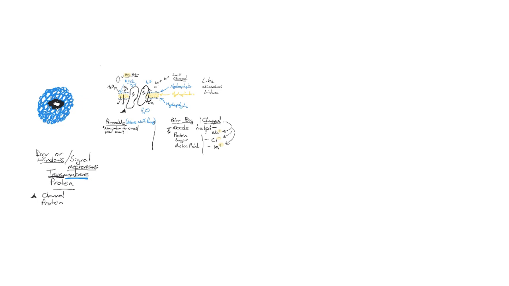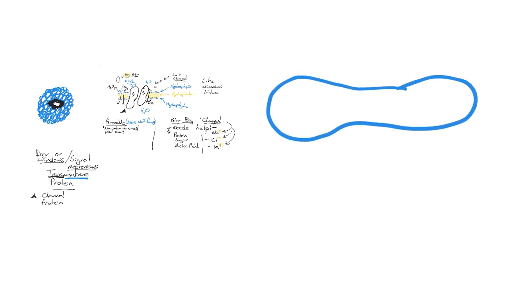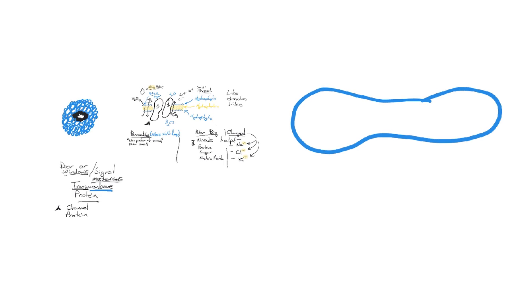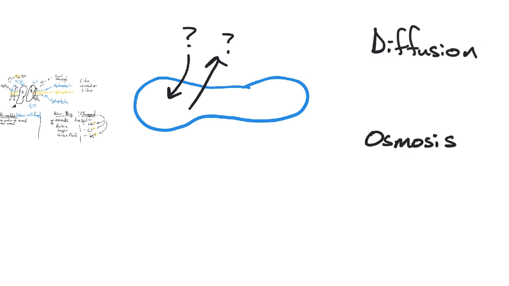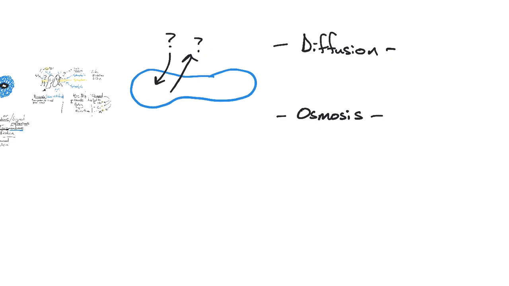cell and tell, is this stuff going in? Or is it going out? You're going to be looking at two processes, one known as diffusion, another known as osmosis. They're pretty much the same thing, but we'll talk about that in a minute.